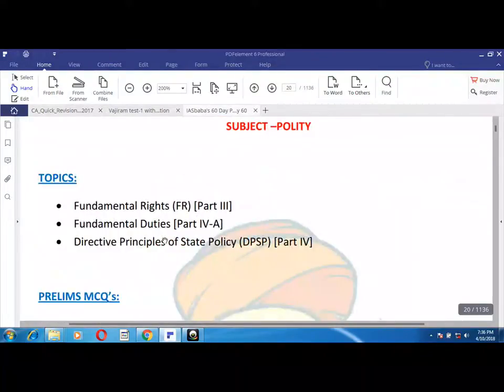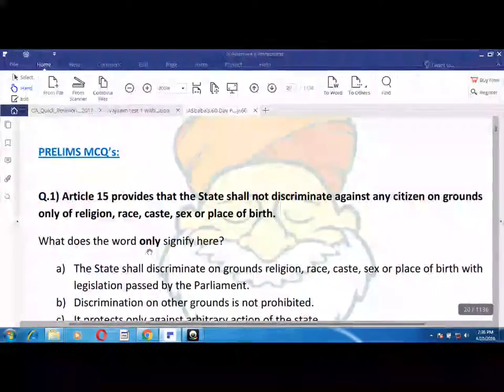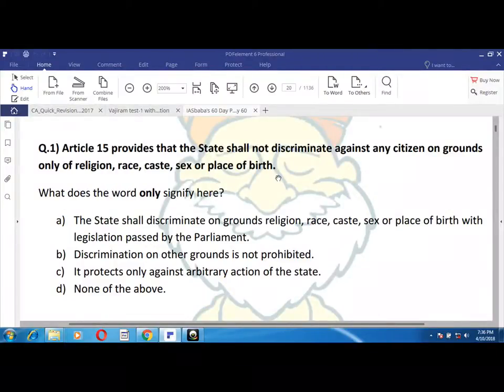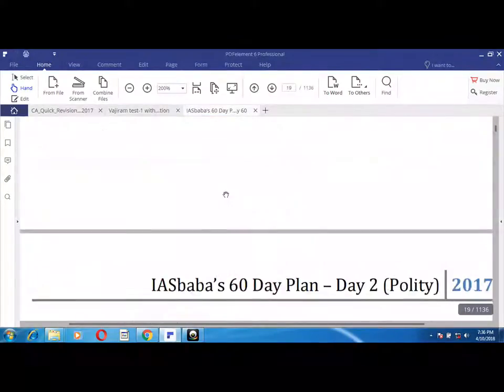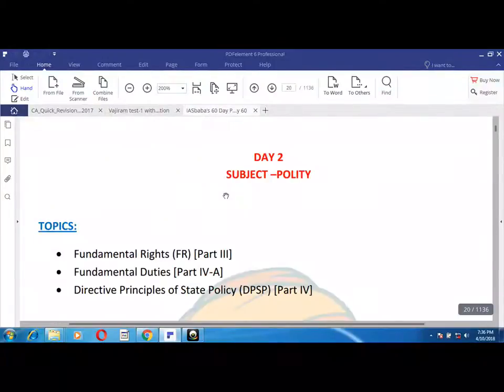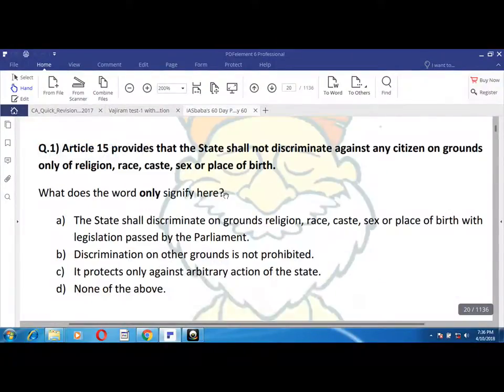Okay, now our topic: fundamental rights, fundamental duties, and directive principles of state policy. Article 15 provides that the state shall not discriminate against any citizen on the grounds of religion, race, caste, sex, and place of birth. Here you can study 22 questions. I will study the others again.